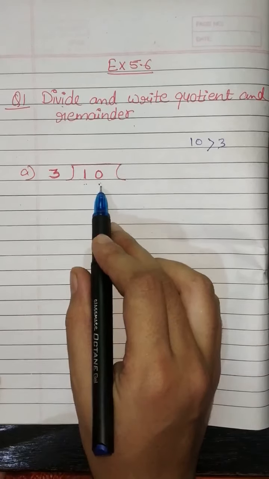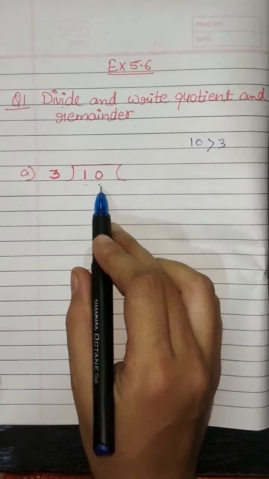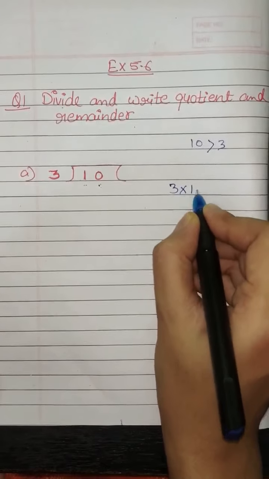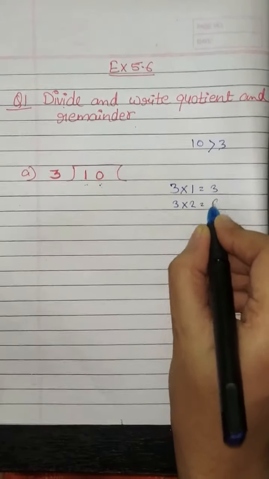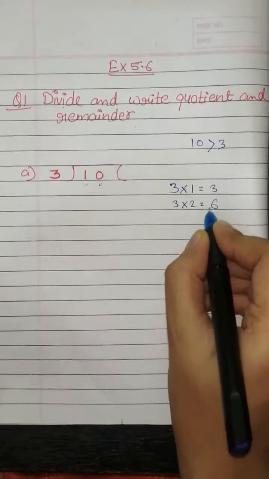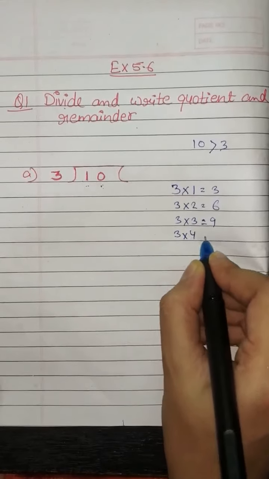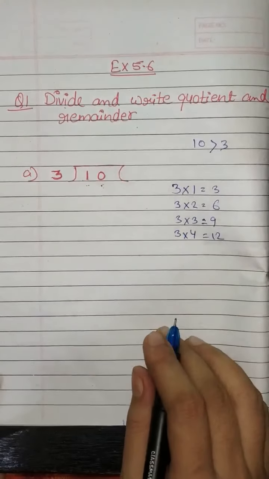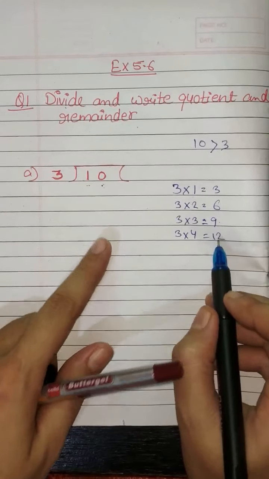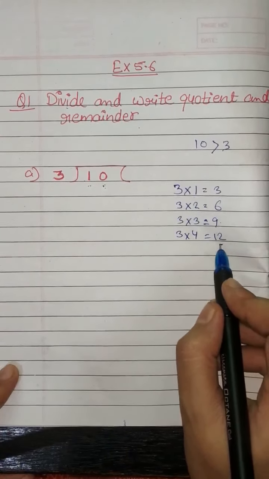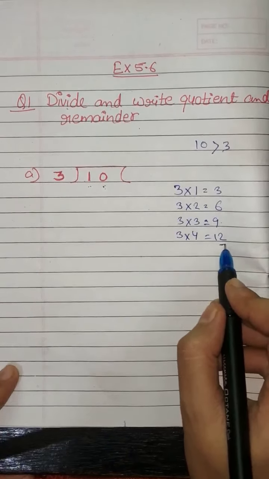Now what we are considering? We are considering 10. So let's read out the table of the divisor. 3 1s are 3, 3 2s are 6, 3 3s are 9, 3 4s are 12. I'm not getting 10 in this table. I'm getting 9, which is smaller than 10, then I'm getting 12, which is greater than 10. But I cannot take 12 because it is greater than 10.